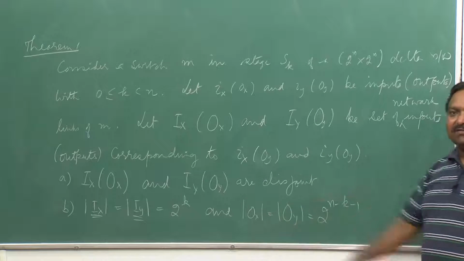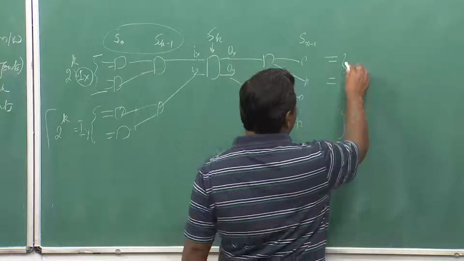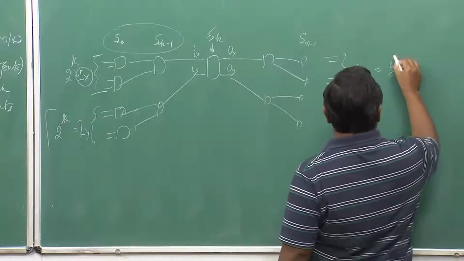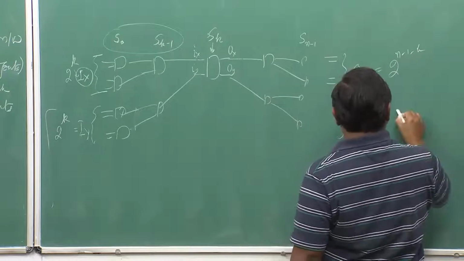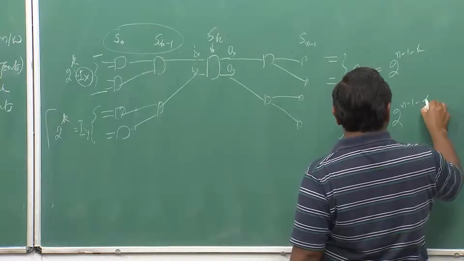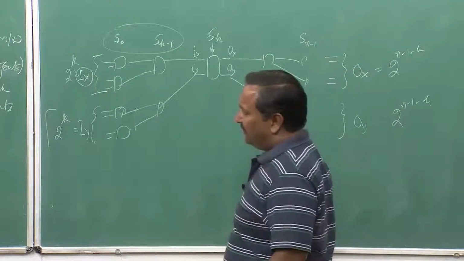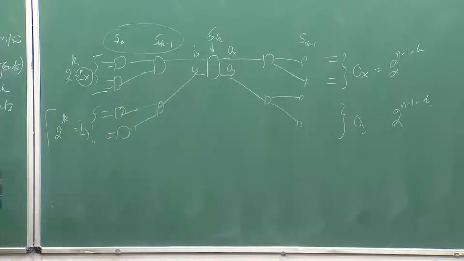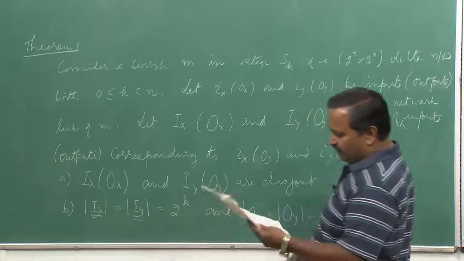So, cardinality of the outgoing sets, the output port sets, is 2 raised power n minus 1 minus k, 2 raised power n minus 1 minus k. So, both will be equal sets. So, that is the second statement. This also follows from lemma 1.